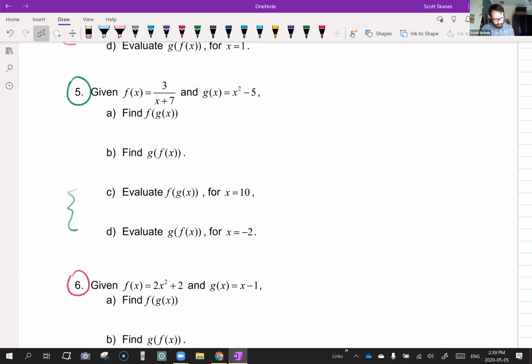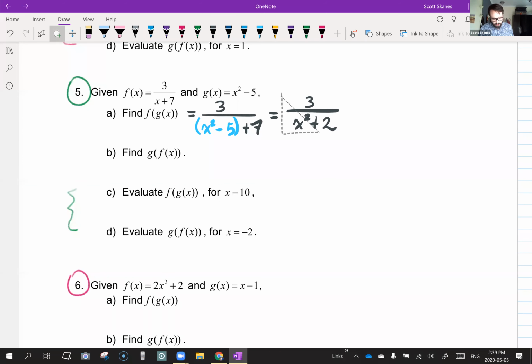So let me show you what I'm talking about. In 5a, f of g, so I'm going to put g in f. So that would be 3 divided by x squared minus 5 plus 7. The x squared minus 5 is our g, so I'll just make that in blue here. Sometimes I like to switch it up. So when we have that, that's easy to simplify. That's a 3 on top. The 5 and the 7 can come together and make a positive 2. So we have x squared plus 2.